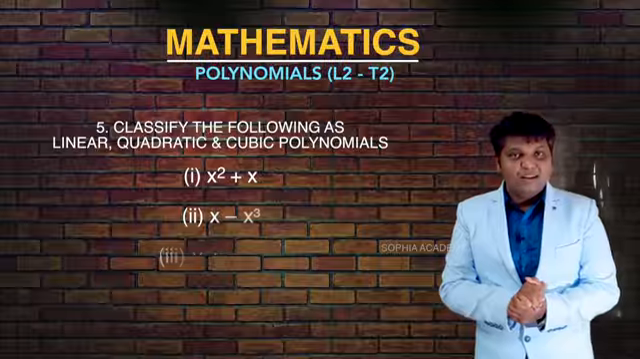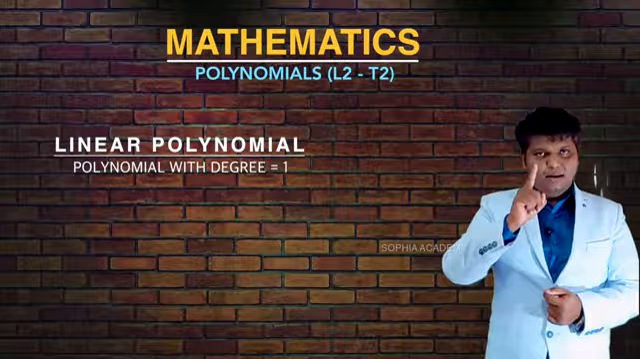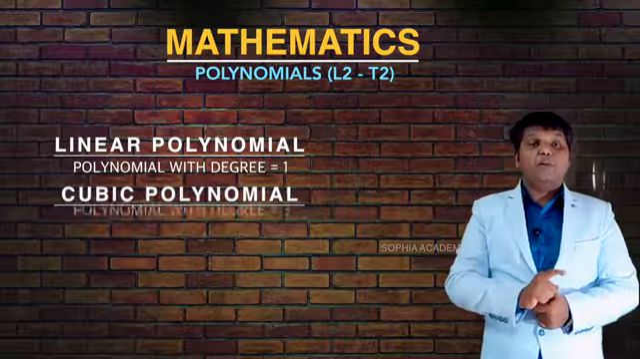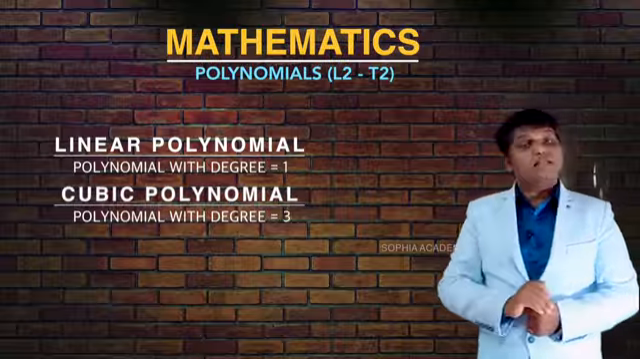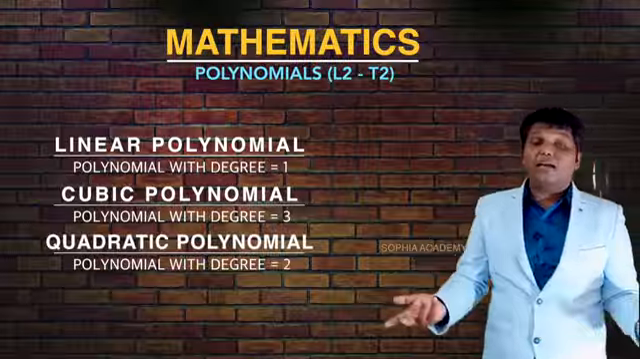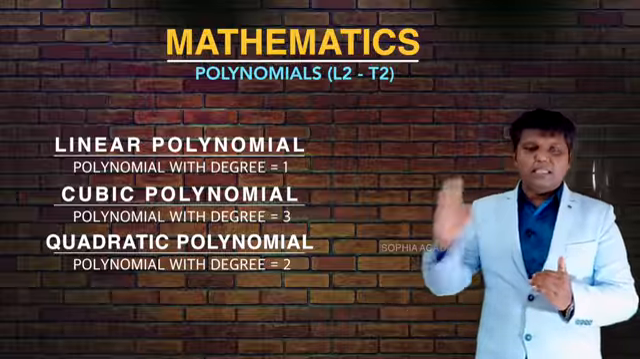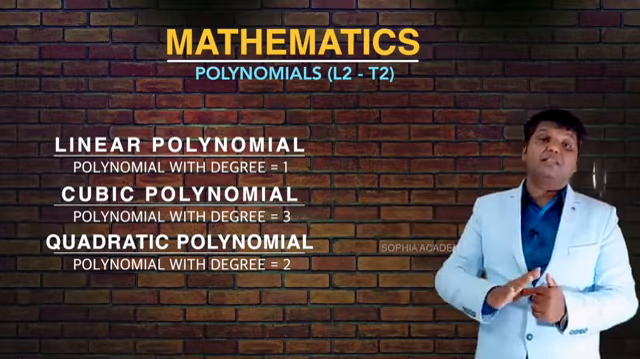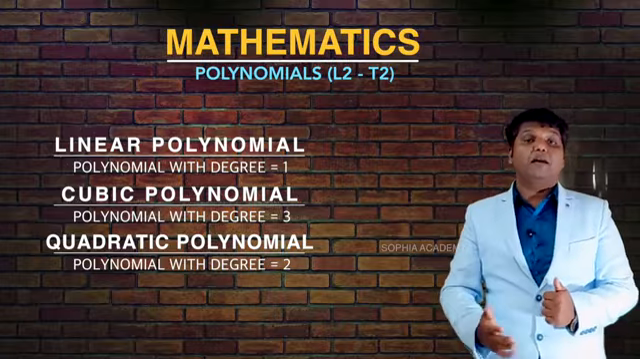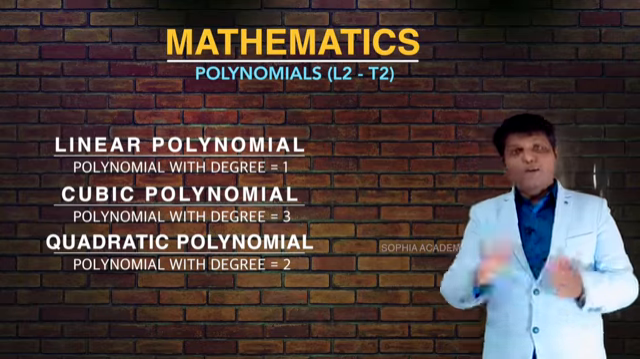So let me remind you, what is a linear polynomial? A polynomial whose degree is 1. What is a cubic polynomial? A polynomial whose degree is 3. What is a quadratic polynomial? A polynomial whose degree is 2. Now how will you understand what the degree of a given polynomial is? Just by seeing each term and checking the powers of each term. What will be the highest power? That is its degree. So now let's get into the question.